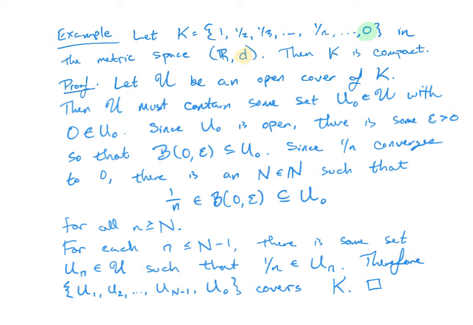So the strategy for proving compactness is going to be shoving sequences and subsequences into these open sets that are part of the cover. In general, we're not going to have sequences, but usually the strategy is you get all but finitely many of your points in one of the open sets, and then you're done.